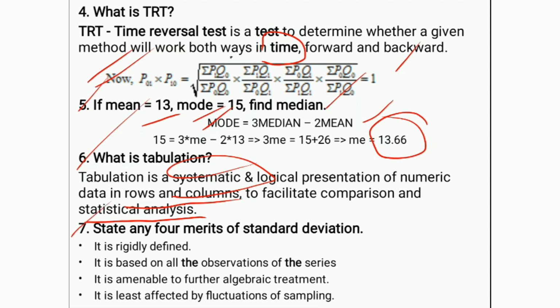The last question of Section A, state any 4 merits of standard deviation. Four important merits or advantages of standard deviation are: it's rigidly defined, it's based on all the observations of the series, and it is amenable to further algebraic treatment. So standard deviation can be used for further analysis with the help of statistics. It is least affected by fluctuations of sampling. So the standard deviation will not be much affected when we are taking a sampling process. So these are the 4 major merits of standard deviation.